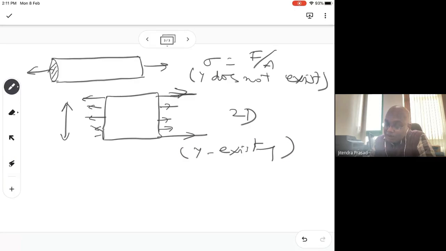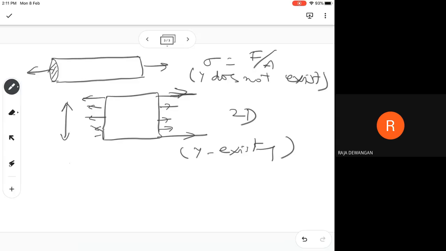Tell me one thing. How do you know a function is one-dimensional or two-dimensional? Actually, sir, when we apply a load and there is a variable, that means there will be change in another direction also, or one direction or the third direction. So according to that, we decide this problem is 1D, 2D, or 3D.